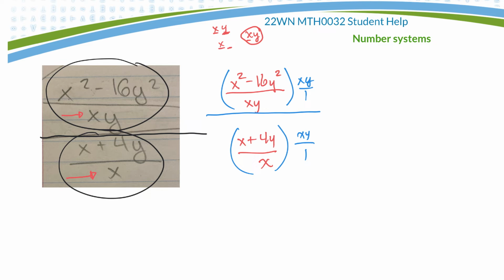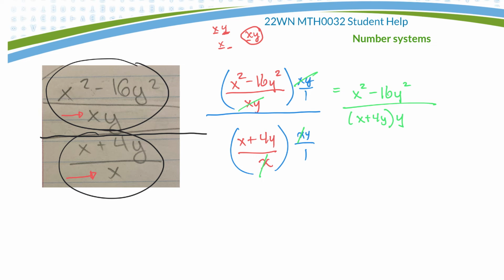On the top fraction, the xy's cancel, and all I'm left with is x squared minus 16y squared over 1. But over 1 you don't need to write, so this will just be x squared minus 16y squared. Over, on the bottom, the x cancels, but the y stays. So on the bottom I'll have x plus 4y times y.